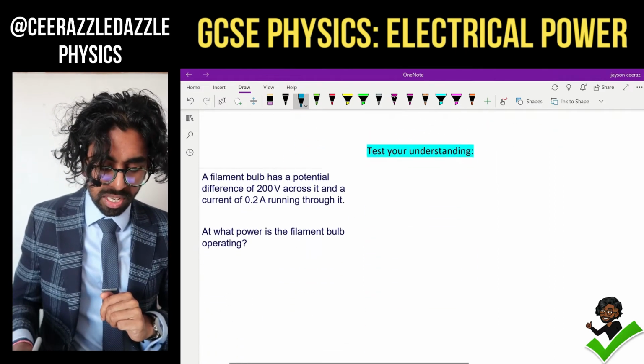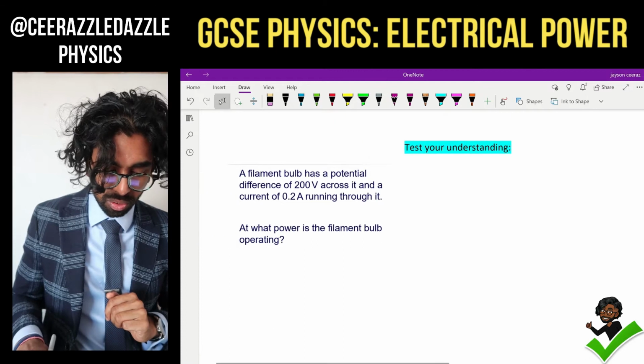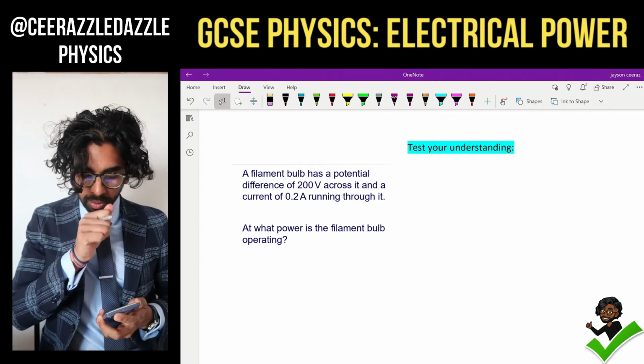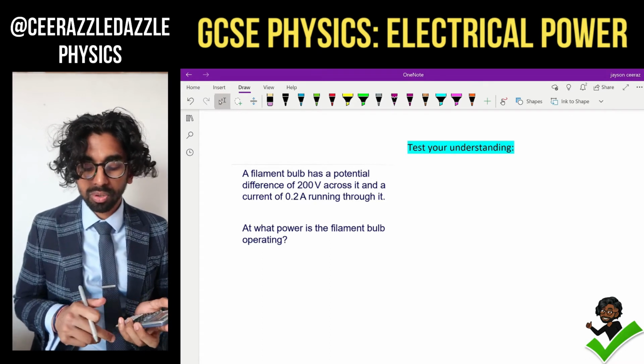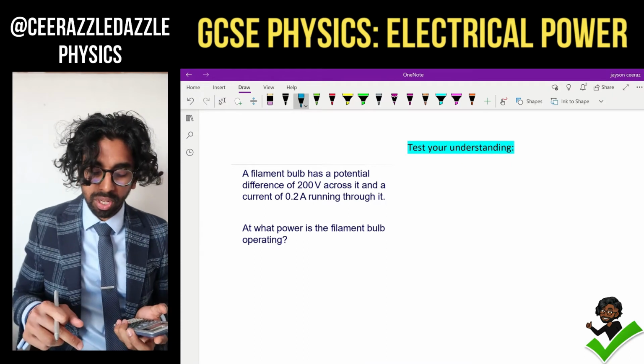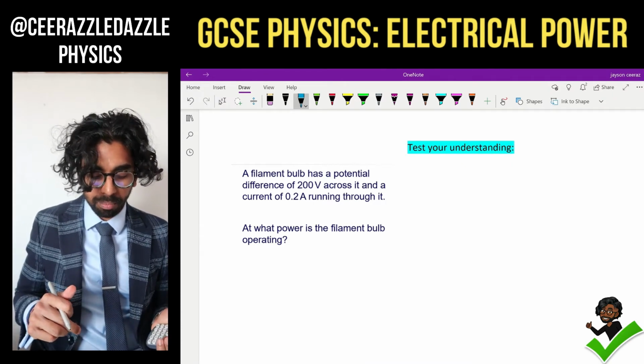Okay, now test your understanding. A little bit of calculation. Always test your understanding. See if you can manipulate the equations. A filament bulb has a potential difference of 200 volts across it and a current of 0.2 amps running through it. What is the power of the filament bulb?